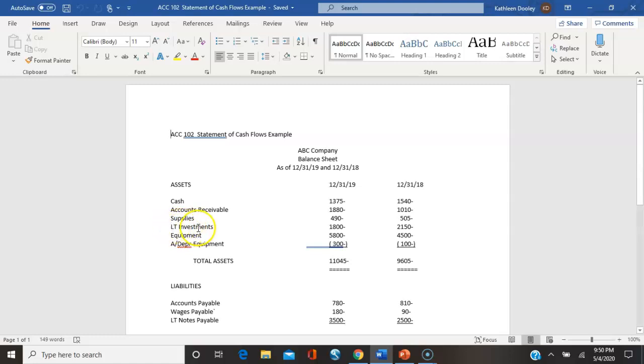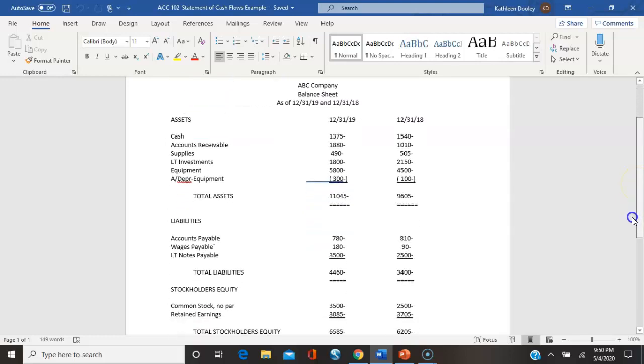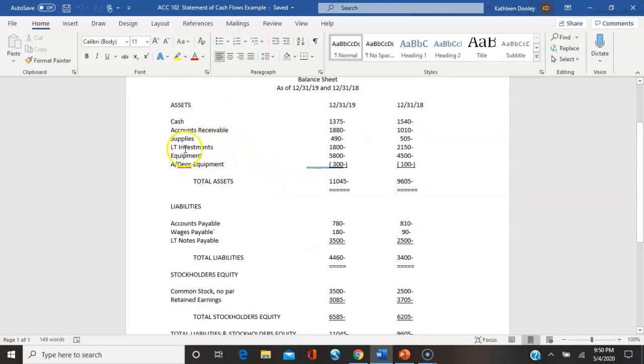Now, when we get down to long-term investments, we can see LT, long-term. Anything below that is long-term, long-term assets, and therefore not current assets, and they're not going to be part of the operating activities. Long-term assets, these investments, the equipment, and the accumulated depreciation of equipment, are going to go as investing activities. Then for our liabilities, accounts payable is usually due within 30 days. Wages payable is usually due very soon. So those two will be current liabilities.